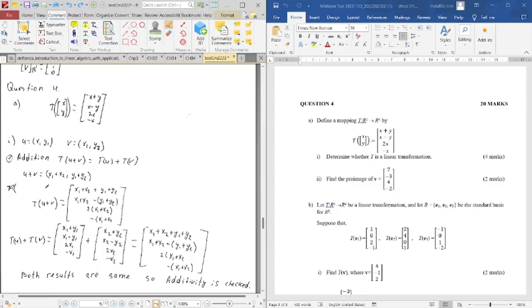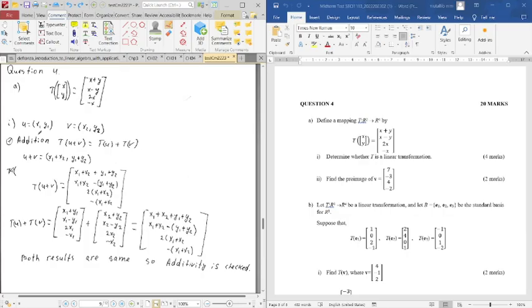let's say our u is equal to (x1, y1), and v is equal to (x2, y2). So u plus v will be (x1 plus x2, y1 plus y2). So to find first this one, transformation of u plus v, this is our first element, this is our second element. We're gonna put these elements into the image that we had in the beginning as a given.